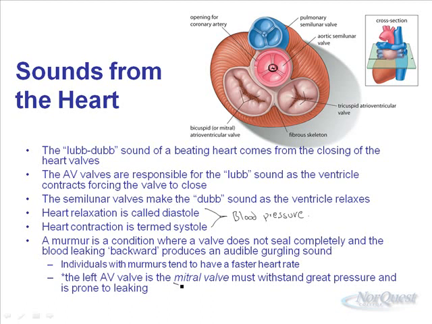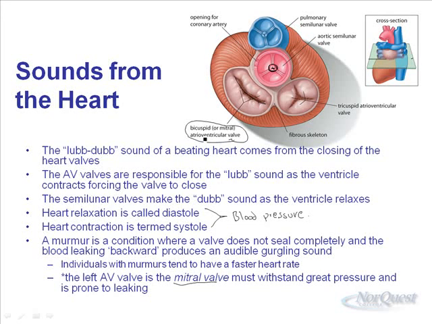The most common murmur is in the mitral valve, the AV valve between the left ventricle and the left atrium, because it's withstanding the greatest amount of pressure. Every time that left ventricle contracts, it's putting tons of pressure on that valve. And so that's the one that's most likely to wear and have a murmur. So in the picture above, here's the bicuspid or mitral valve that is most prone to leaking. Again, you'll see there's a big space there. If that space doesn't fill up entirely, then you end up getting backflow of blood.